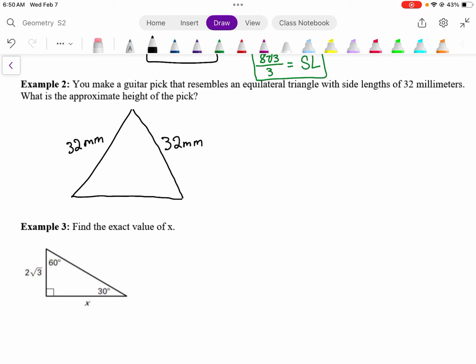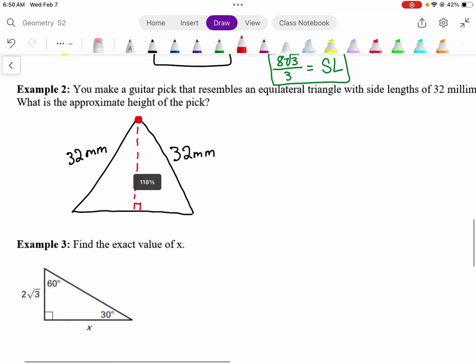They want us to find the approximate height of the pick. So the height is one of the altitudes. So we're going to draw that in here. And the heights, again, are formed with right angles at the bottom.